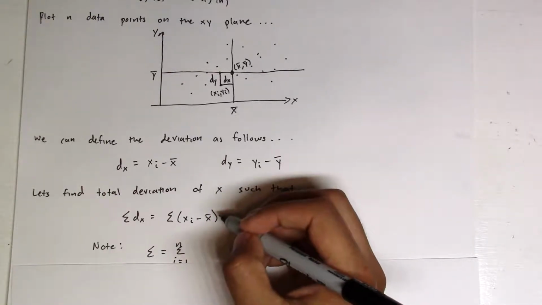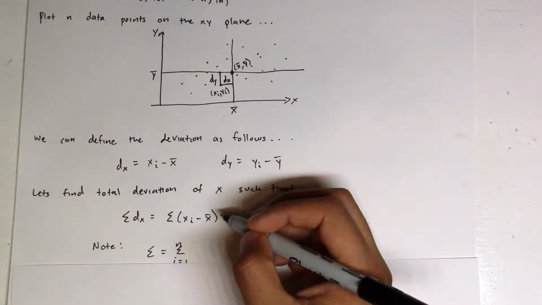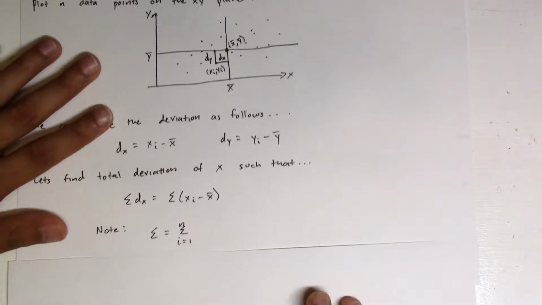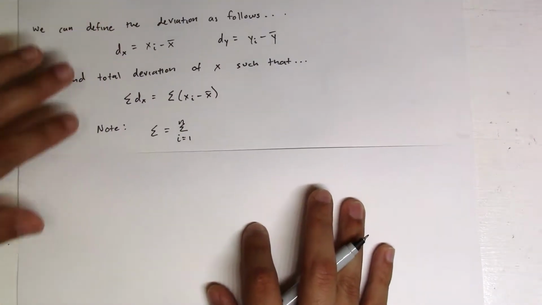So we want to add up the total deviations, which we'll see later. So right now I'm going to prove that this is always equal to 0. So we're going to do this.